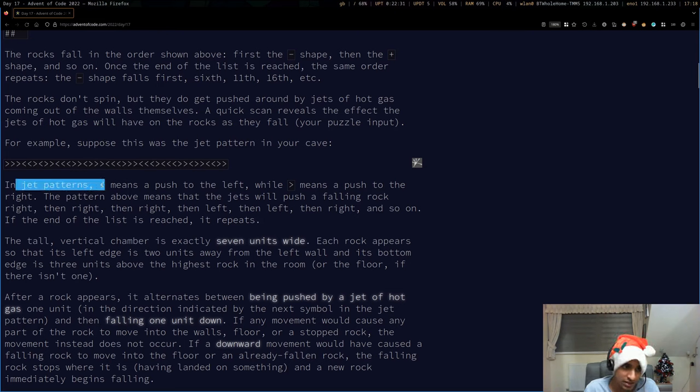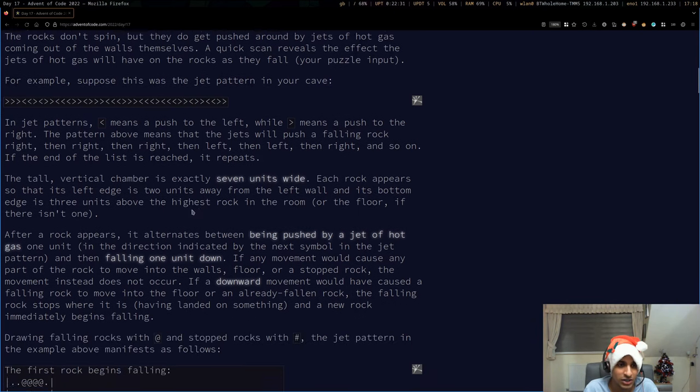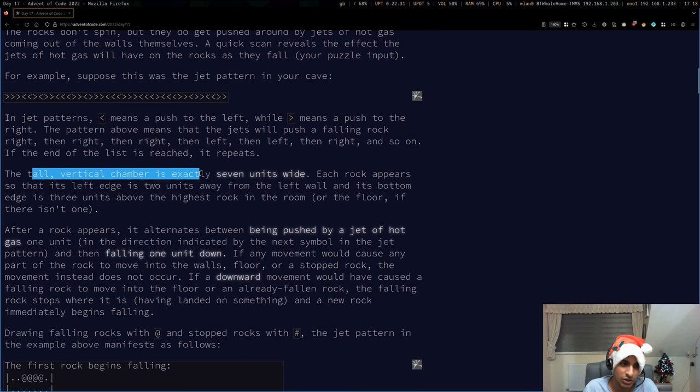In jet patterns, this symbol means a push to the left, while this symbol means a push to the right. The pattern above means that the jets will push a falling rock right, then right, then right, then left, then left, then left, then right, sorry, and so on. If the end of the list is reached, it repeats. The tall vertical chamber is exactly 7 units wide. How convenient. Very tall as well. Each rock appears so that its left edge is 2 units away from the left wall, and its bottom edge is 3 units above the highest rock in the room, or the floor if there isn't one.